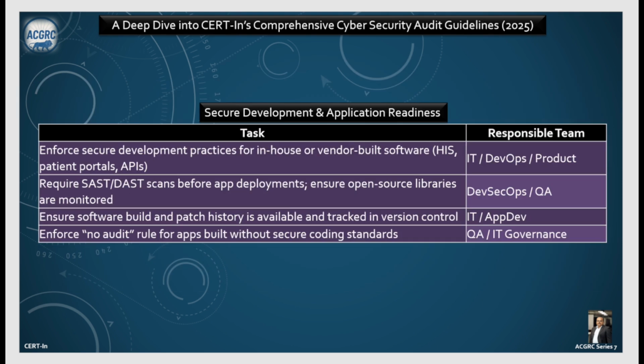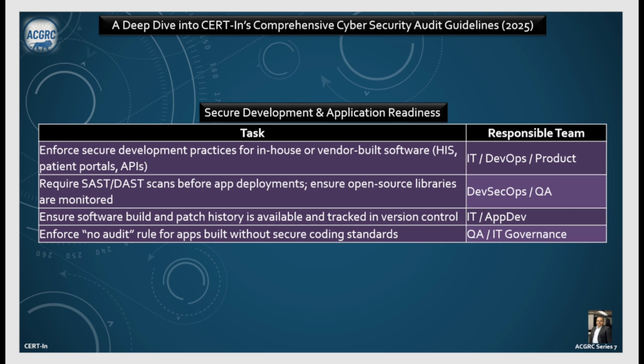Next phase is secure development and application readiness. Step 1 of this phase is to enforce secure development practices for in-house or vendor-built software. Should be driven by your IT heads and teams, DevOps teams and product heads.